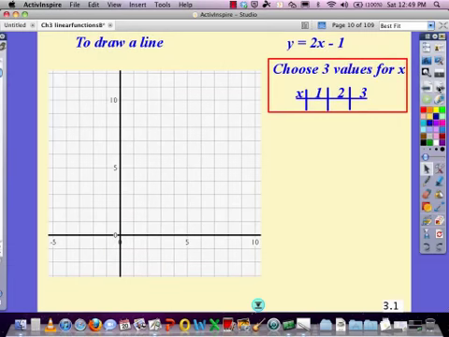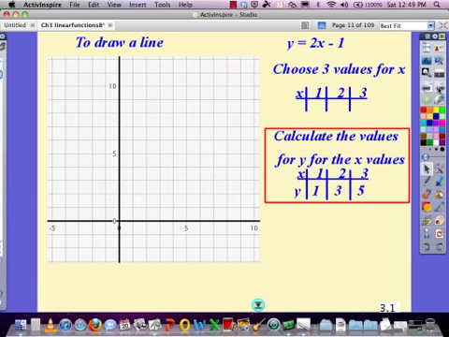So we'll choose 3 values for x. It is totally your choice. I would probably stay with a positive, a negative, and 0, but you can see here I've just chosen 3 positive values. Then you'll calculate those values. So when I put 1 into our original equation up here, y came out to be 1. When I put a 2 in, y came out to be 3. When I put a 3 in, y came out to be 5. Using order of operations, you had to multiply first and then subtract 1.